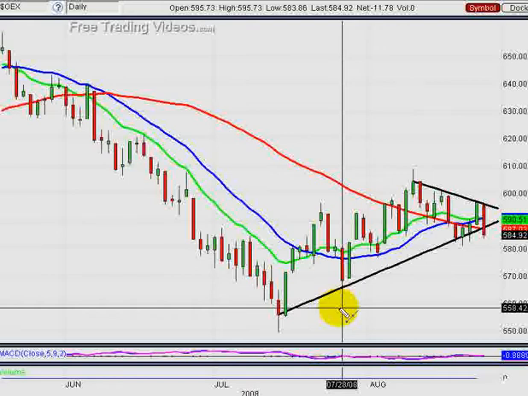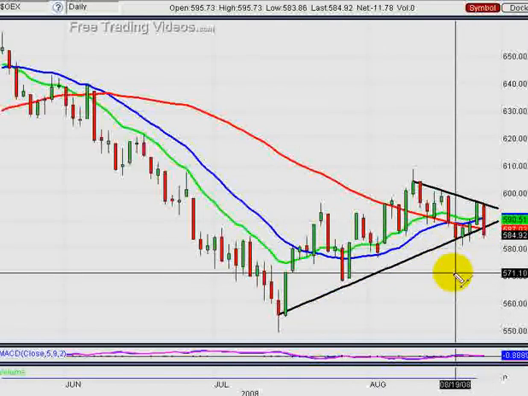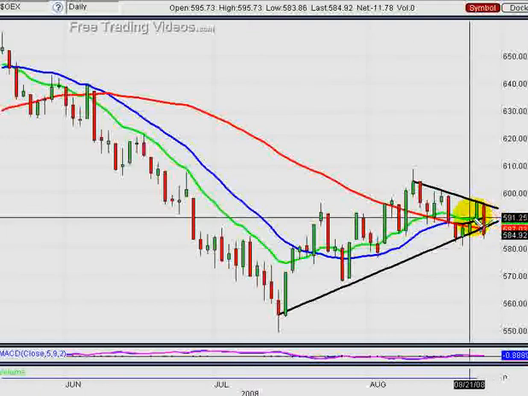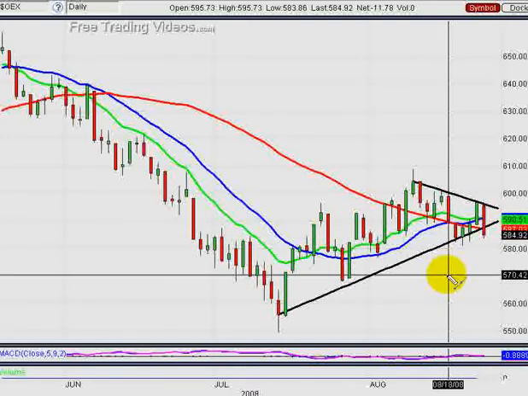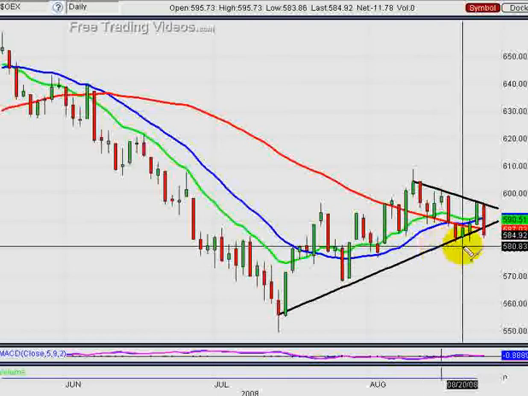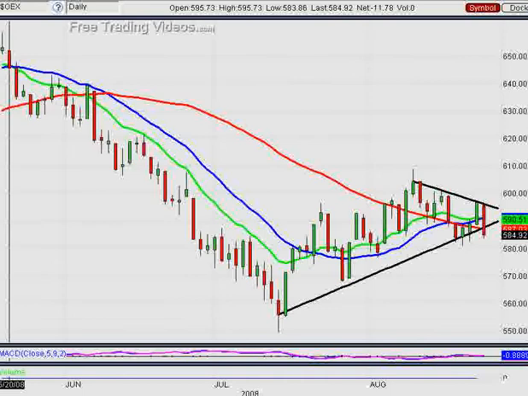Here's the OEX, S&P 100. Here's our lower trend line. We can see we're doing basically the same thing as the S&P 500. 13, 20, and 50-day moving average. We've broken all three of those and broken below that lower trend line. Again, need to break this lower swing low right through here, and we can really move to the downside.